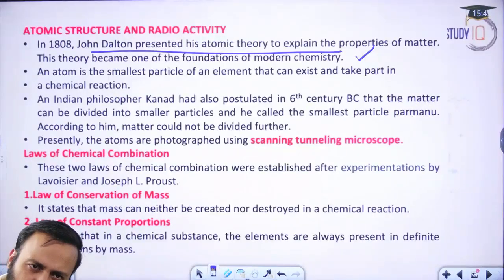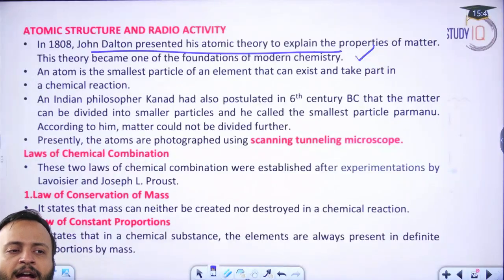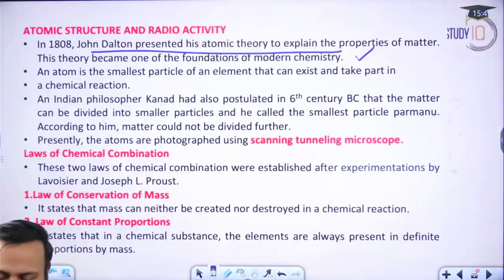There was Kanad, a sage of the Vedic period whose name was Kanad. And thereafter in Greece also they had a different person. Actually, the Greeks and the Indians or the Egyptians, they all knew about the possibility of a small basic particle containing all the properties of the element.